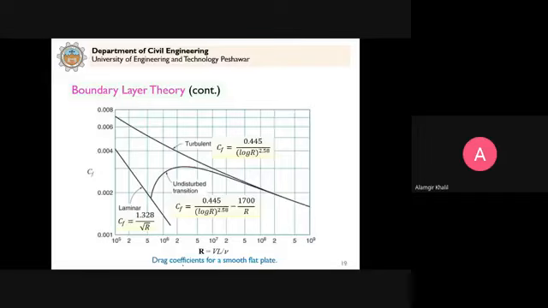Now in this diagram, we have a comparison of the friction coefficients for the different regimes. So you can see here for the laminar regime, this equation gives this line here. Then for the transition regime, this curve is here.